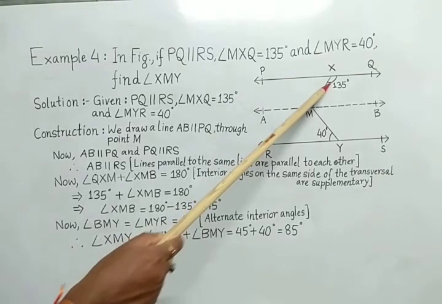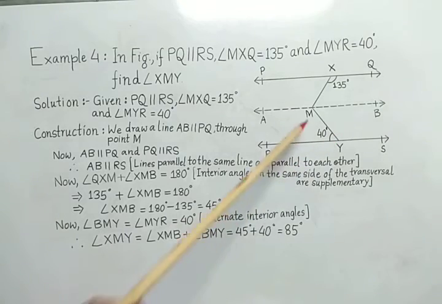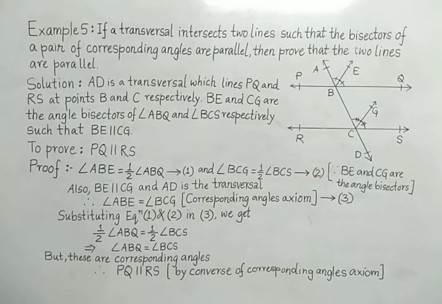So if you see carefully, angle XMY is nothing but it is the summation of two angles, angle XMB and angle BMY. So angle XMB value we got how much? 45 degree, and angle BMY value we got 40 degree. Now if we add them, we will get 85 degree. So our required angle, that is angle XMY, is equal to 85 degree. So I hope this is clear to you now, how to find out the value of angle XMY. Now let us see the next example.